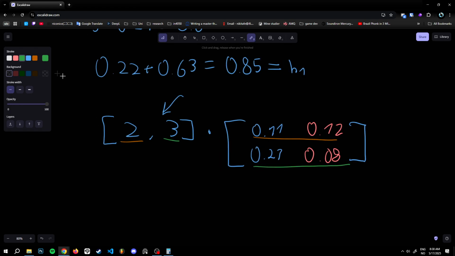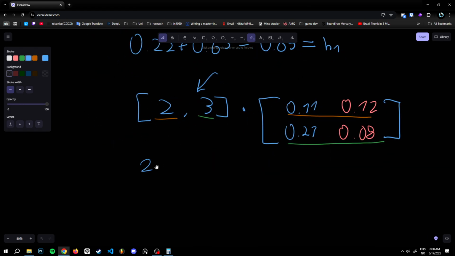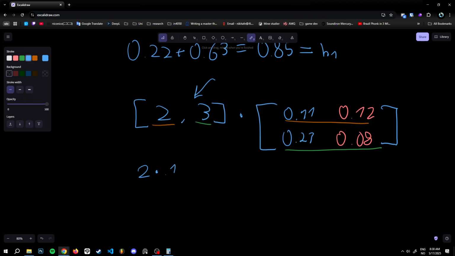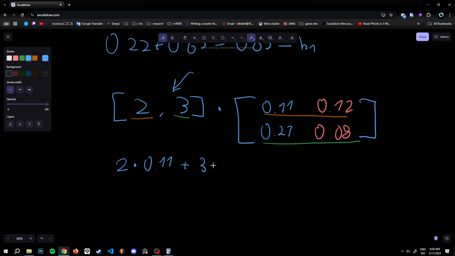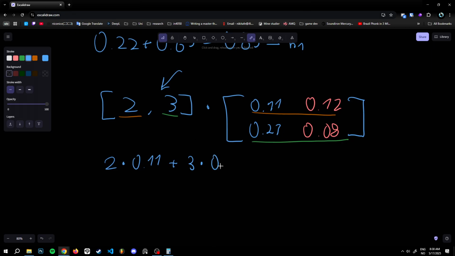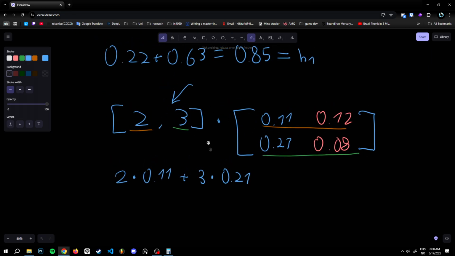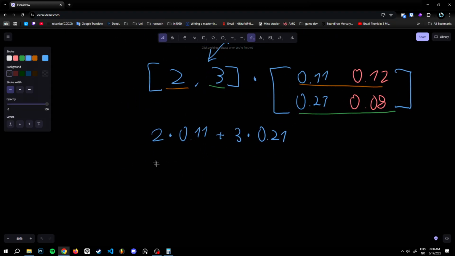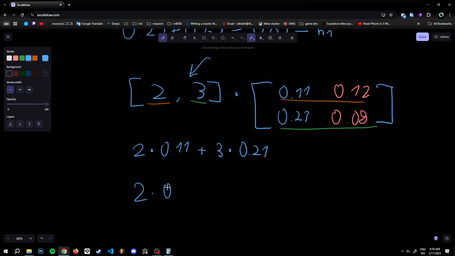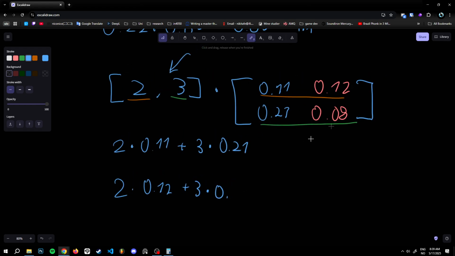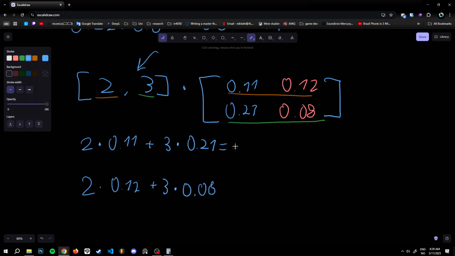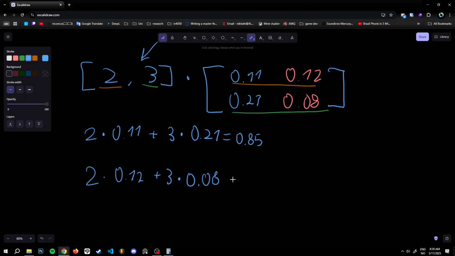And so how this will work, we're gonna have 2 multiplied by 0.11. Actually, to not confuse you, let's just do 0.11 plus 3 multiplied by 0.21. So you can see that 2 multiplied by this, 3 multiplied by this, 2 again multiplied by 0.12 plus 3 multiplied by 0.08. You can see we get 0.85 here, and here we get 0.48.